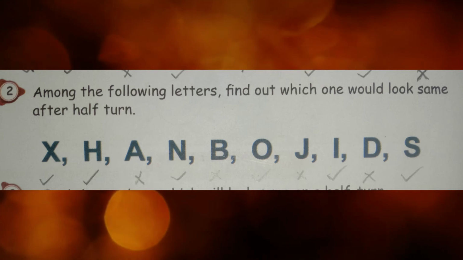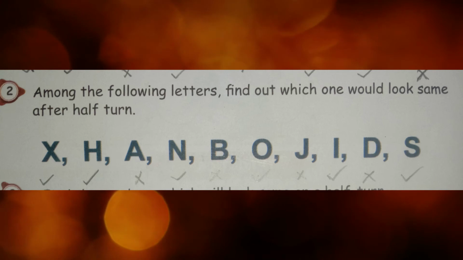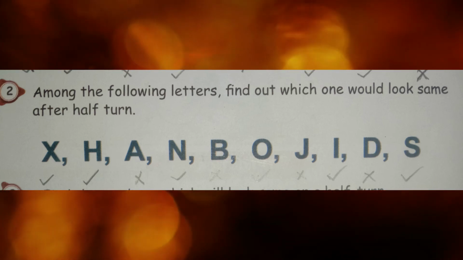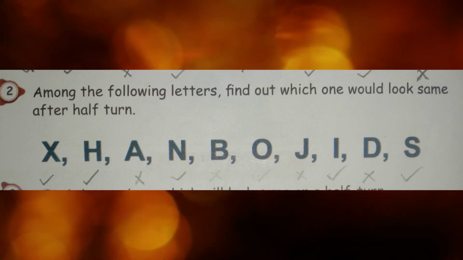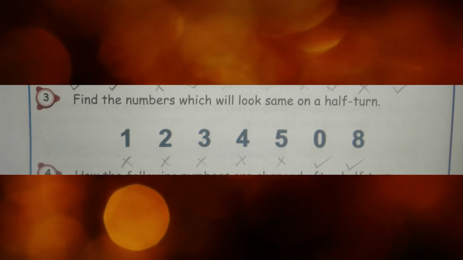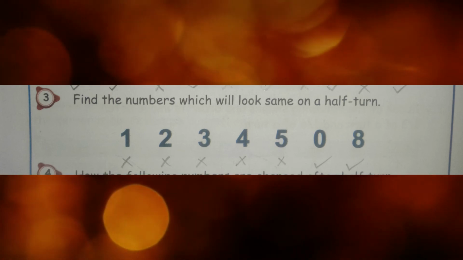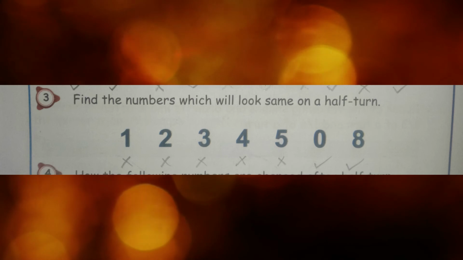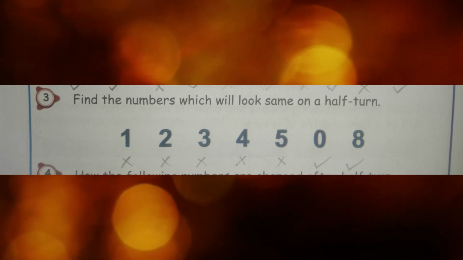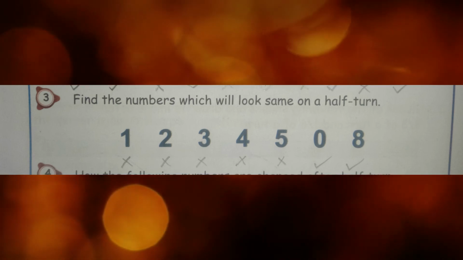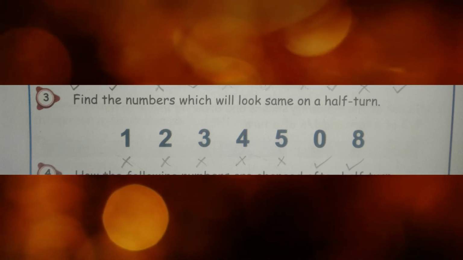The next one is the letter S. If we are moving this S to its half turn, we'll be getting the same letter S. So it is correct. The next one is, find the numbers which will look the same on a half turn. The same as the previous exercise we have done, we have to do this question also. If we are moving this 1 to its half turn, we won't get the same 1.